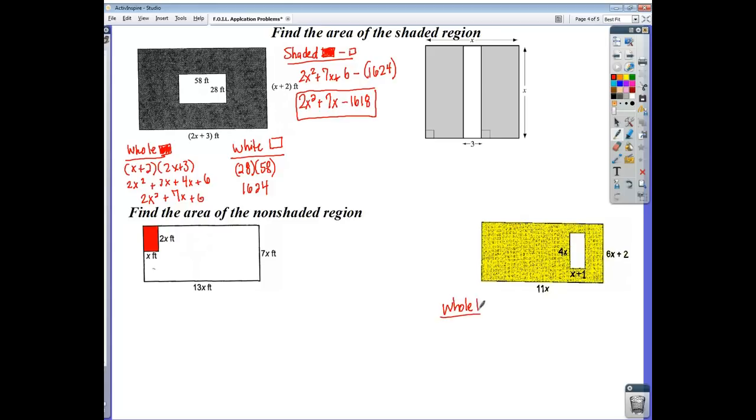So the whole rectangle, we find the area is length times width, so we take the 11x. Usually I take the monomial and multiply it by the binomial. And we distribute, so we get 66x squared plus 22x. That's the area of the whole thing.